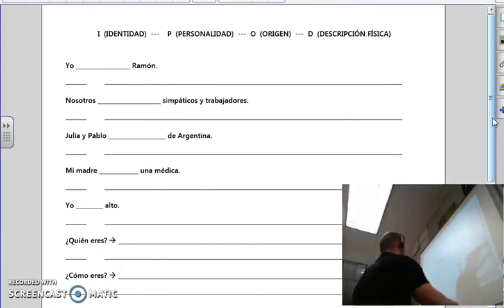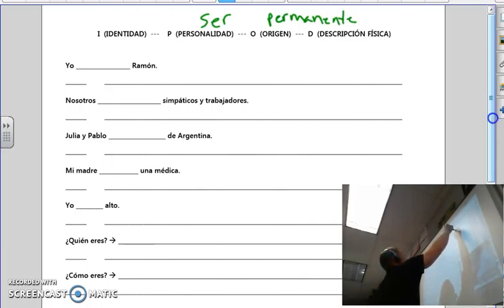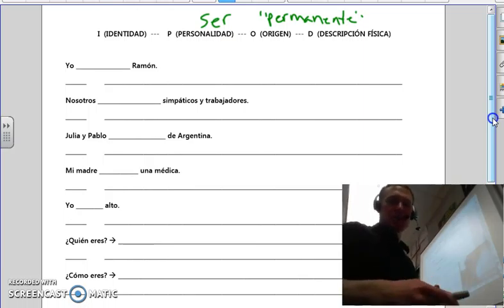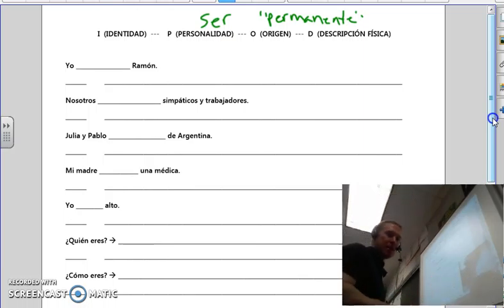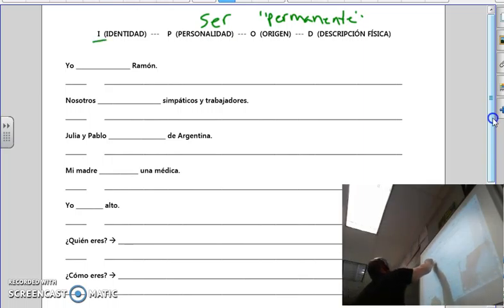When do we use ser? Ser. This is more of a permanente thing. Permanente, sorry. Permanent. I like the phrase here, iPod, if you can see that up there. That's how a lot of your teachers will teach it here at Dallastown. Identidad, personalidad, origen, descripción física. So let's go through some of these.